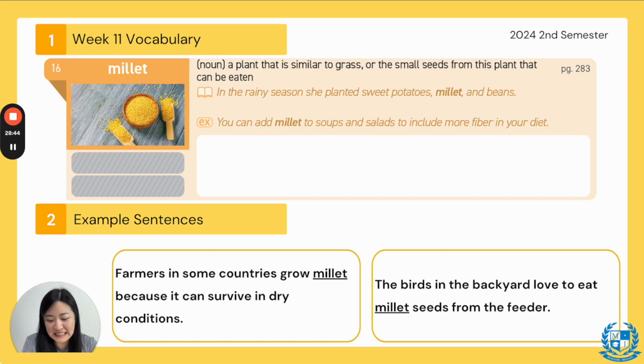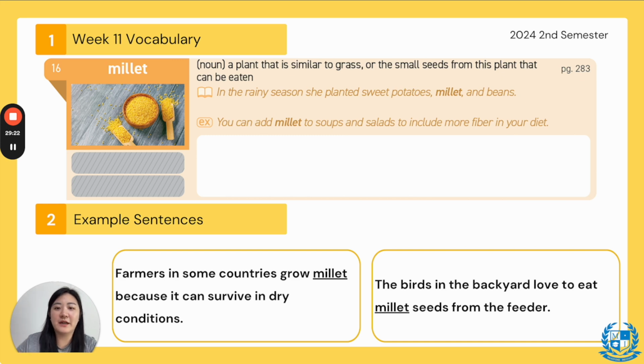Next one, 16, everyone say millet. Millet. It is a noun and it's a plant that is similar to grass or the small seeds from this plant that can be eaten. So it's either these little seeds in this picture, or it's a plant that's similar to grass. Usually that plant makes these seeds, right? In the book, it says, in the rainy season, she planted sweet potatoes, millet, and beans. So you guys know what beans and sweet potatoes are, so they chose millet, just in case you didn't know what this word was.